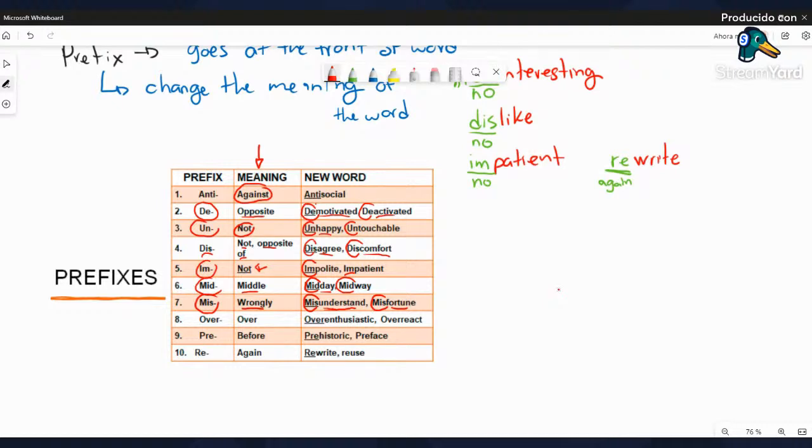When you use the prefix over, it means literally, it's over, like on top of something. Overenthusiastic is more than enthusiastic. It's like when a person reacts, and if you tell them bad news, for example, the person can overreact. It's more than the reaction they were supposed to have.